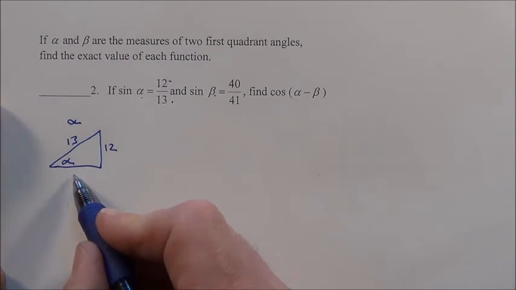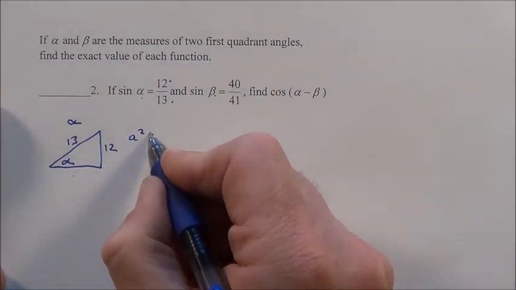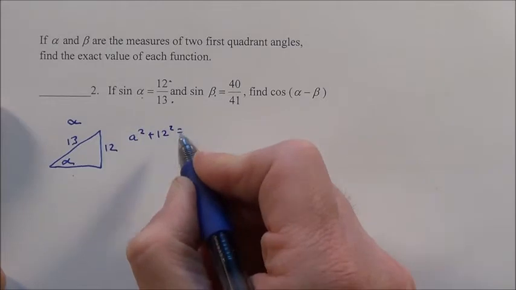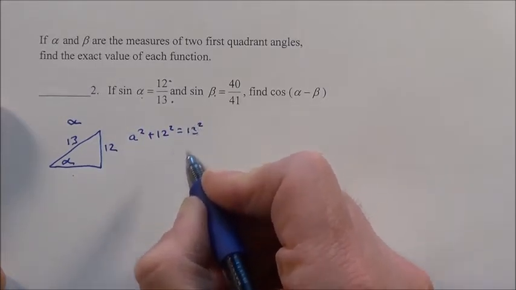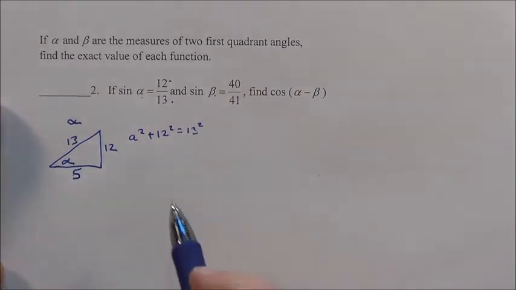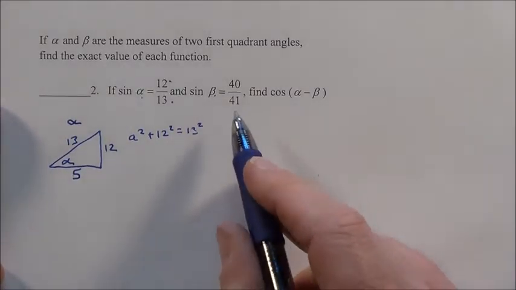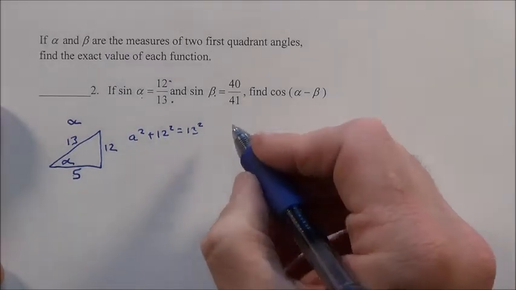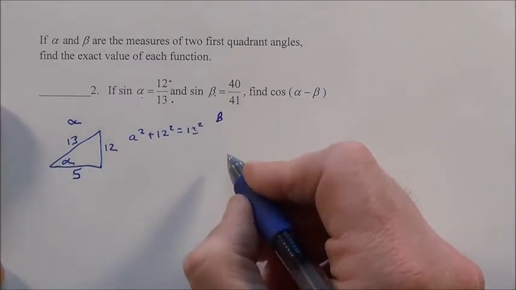This missing piece squared plus 12 squared equals 13 squared. I'm going to tell you right now that's going to come out to be a 5. 5 squared plus 12 squared equals 13 squared. Let's come to the beta triangle.